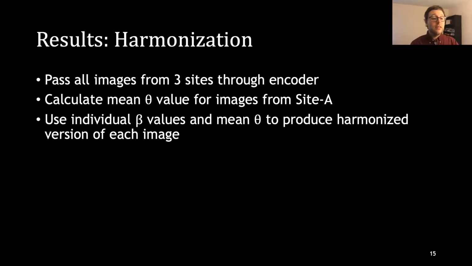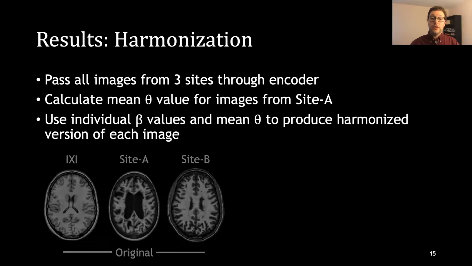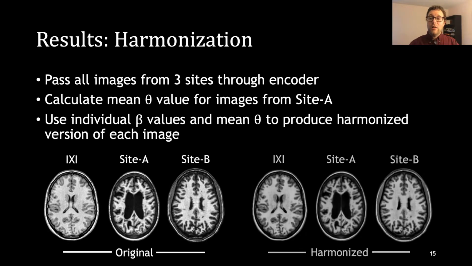So how do we do this on a larger scale? Well, for this we pass all of our images from all three sites through our encoder. We calculate a mean theta value for images from our target site, specifically Site A. We can then use our individual beta values and that constant mean theta value to produce a harmonized version of each image. I'll show you again the original images and then their harmonized components after we've used that constant theta value. And we can see that these images are substantially more similar in terms of their contrast, while maintaining their anatomy and features of the actual brain.